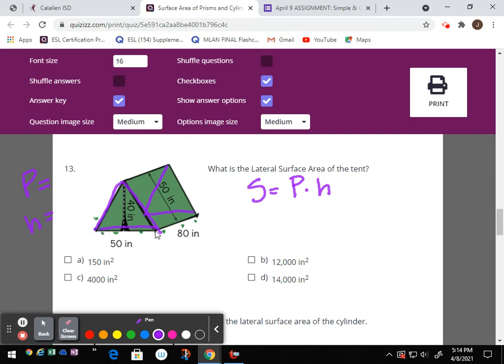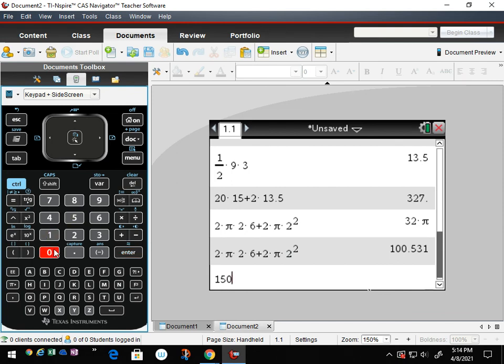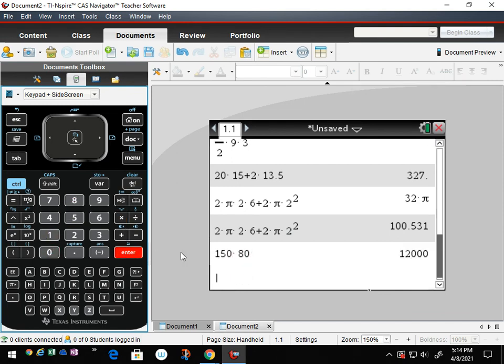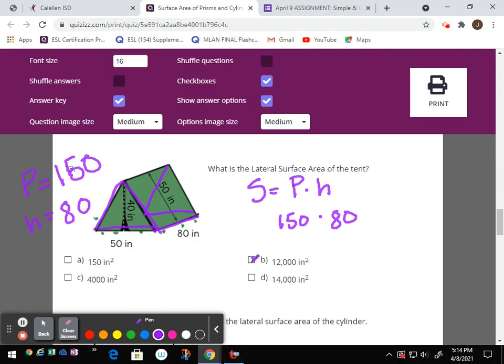Okay, if our base is a triangle, we're adding up 3 sides. We see this side is 50, this side right here in the middle, this side's 50, so this side, if it's a tenth, they're both going to be the same length, so this side is 50. So we have 50 plus 50 plus 50, which is equal to 150. And then our height, if we have a base in the front, our second base has to be in the back. And we see that they are 80 inches away from each other. So we have 150 times 80, which is 12,000 inches squared, which is answer choice B.